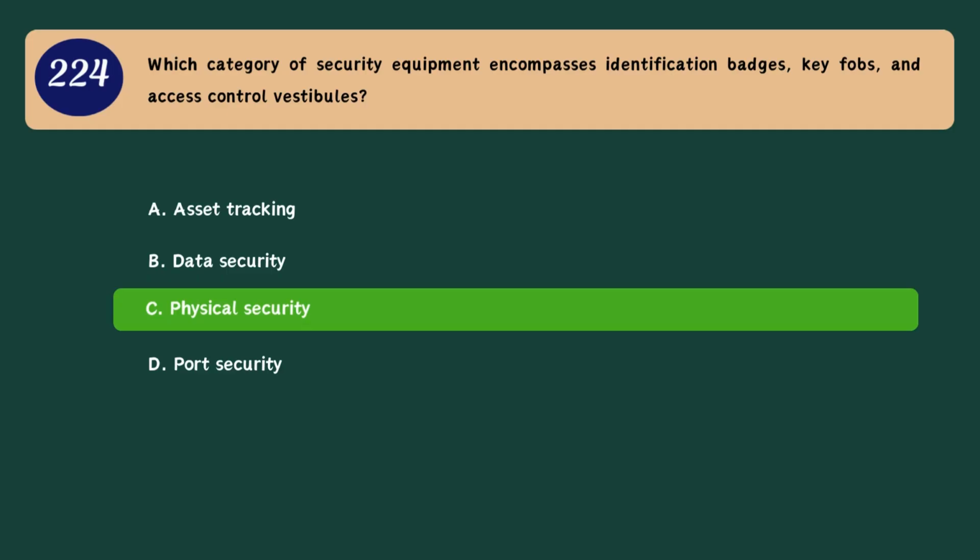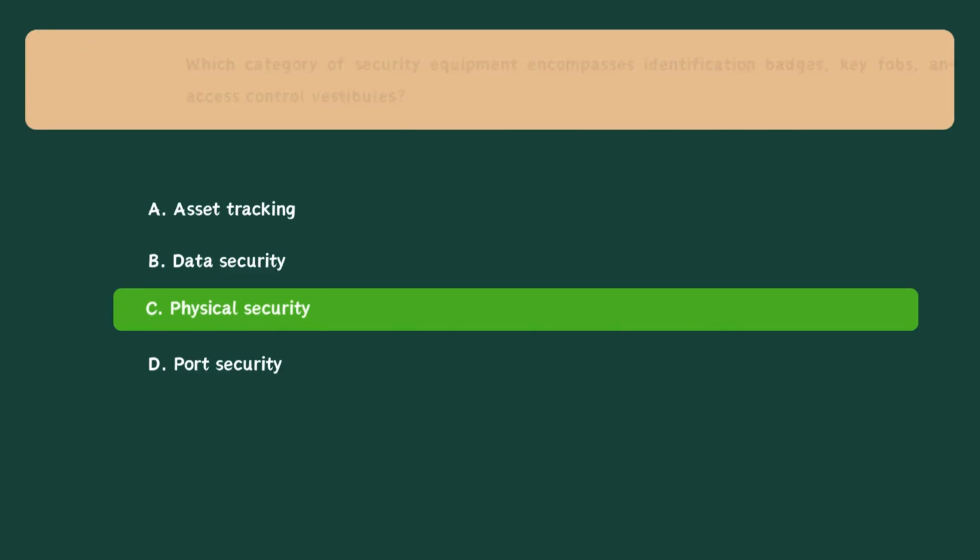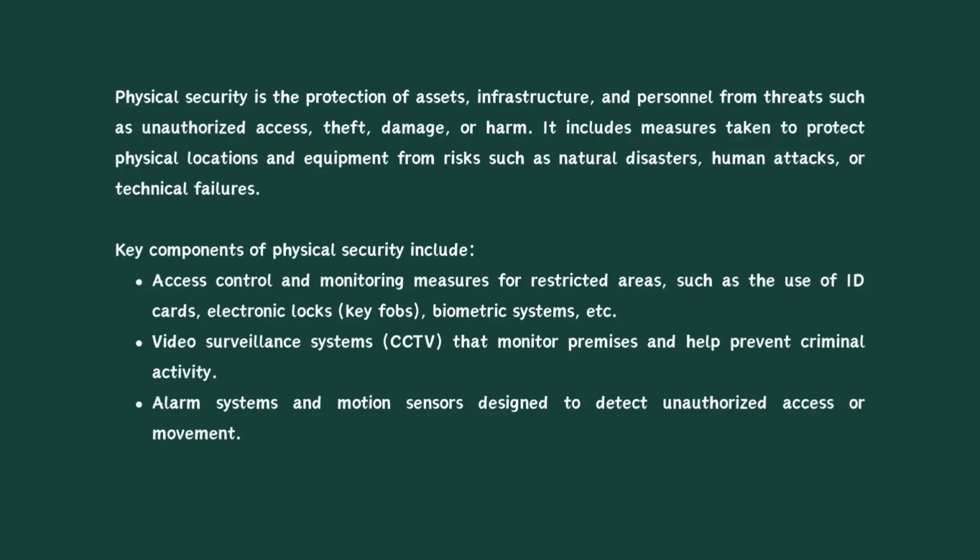Correct answer. C. Physical security. Physical security is the protection of assets, infrastructure, and personnel from threats such as unauthorized access, theft, damage, or harm. It includes measures taken to protect physical locations and equipment from risks such as natural disasters, human attacks, or technical failures. Key components of physical security include access control and monitoring measures for restricted areas, such as the use of ID cards, electronic locks, key fobs, biometric systems, etc.